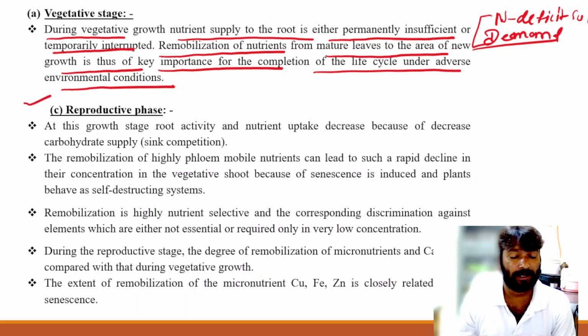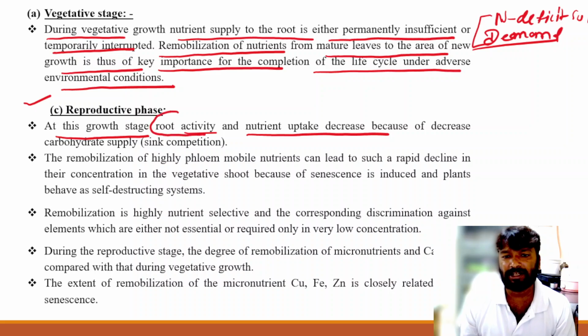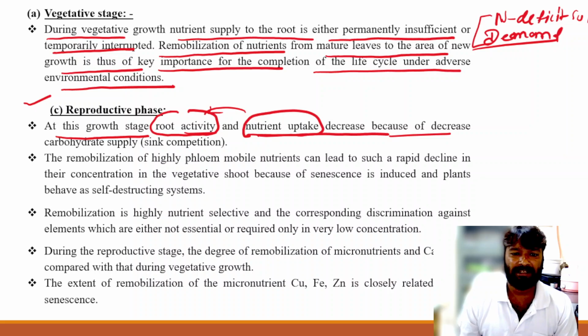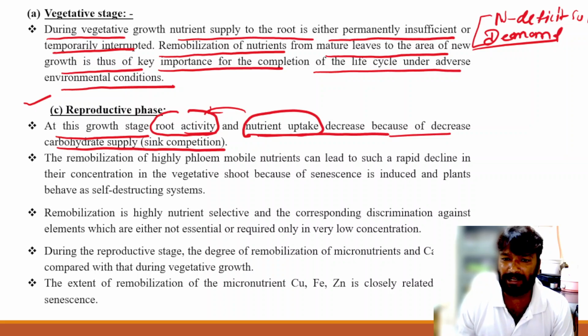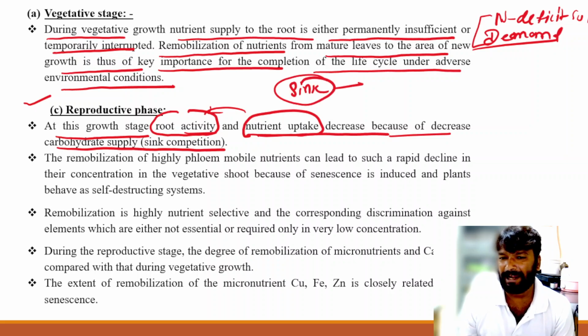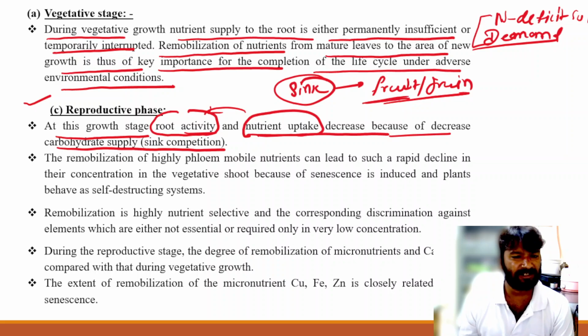Third is the reproductive phase. So at this growth stage, root activity and nutrient uptake decrease. Root activity is decreased because of the decrease in the carbohydrate supply, due to sink competition. Because at the reproductive stage there will be an increase in the number of sinks, that is fruits or the formation of grains. Okay, so they are the important sinks.